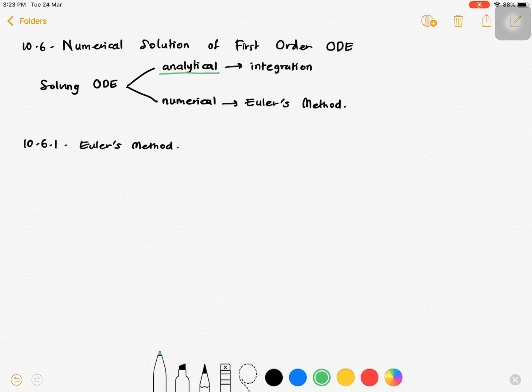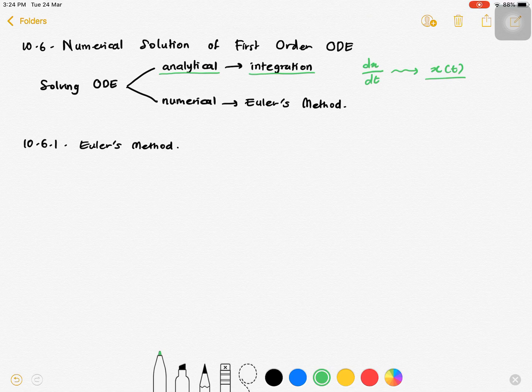How to solve that is simply by using integration. So when we use integration, we can solve from, for example, dx/dt. We can integrate it so that we can get x(t), right? So we can get the solution. This is the solution that we want to find. Okay, so that is the analytical method.